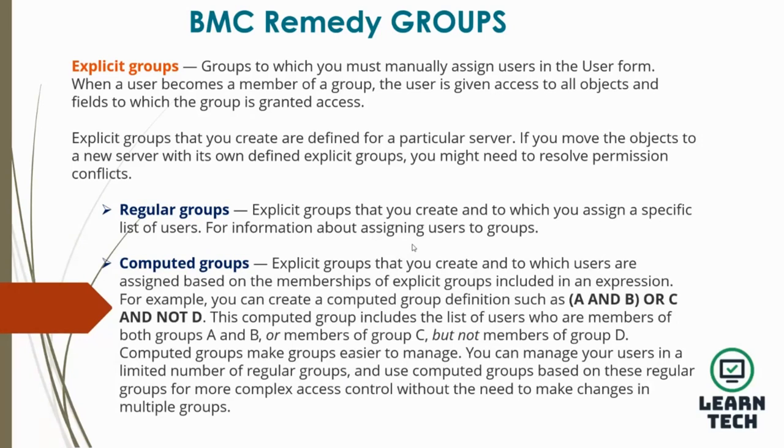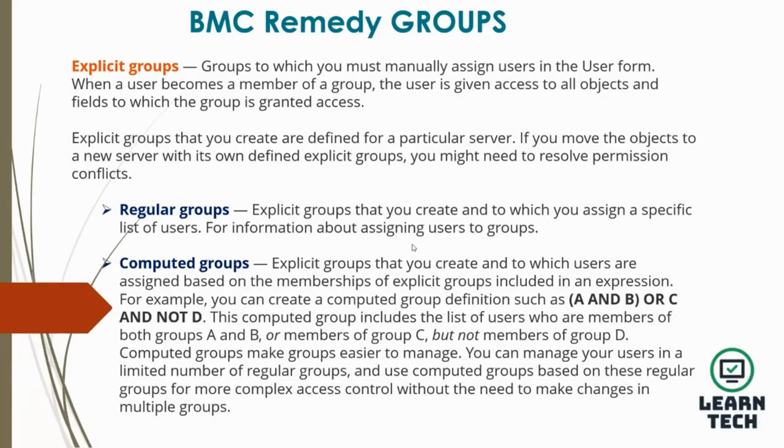We will see this in a practical example: how we create a group, add users, and then how we can give different types of permissions to the users. Now coming on to the explicit groups, you can define these on a particular server, and they are bound to that server. So if you create a group on a server, it is bound to that server. If you move your workflow and objects to a different server, these groups will not move.